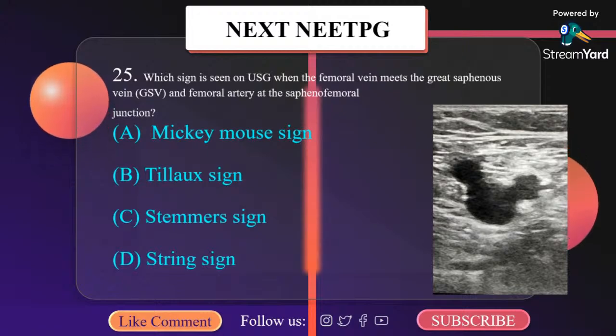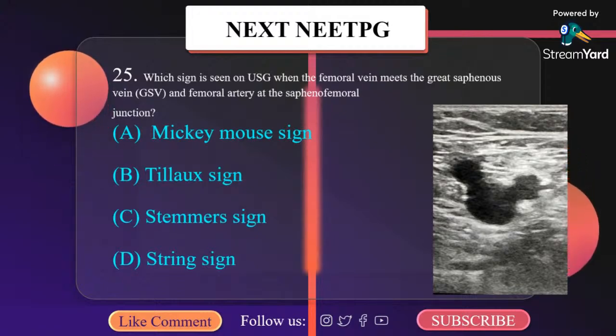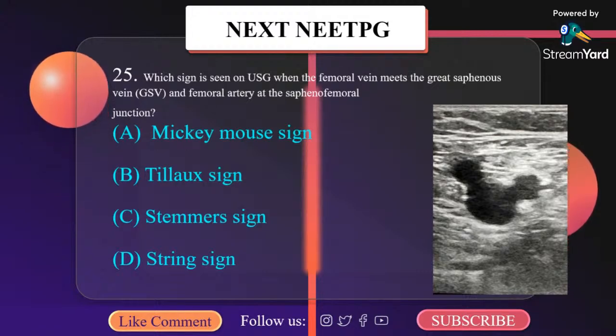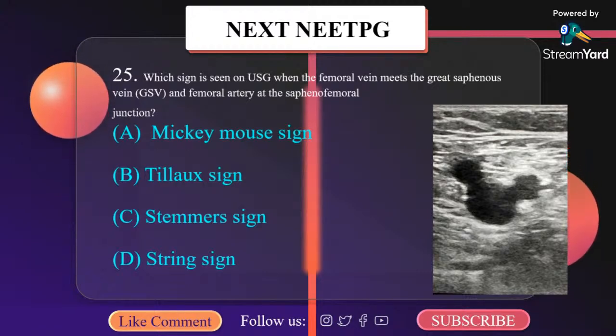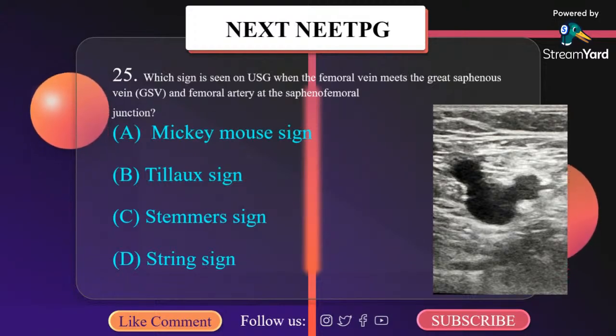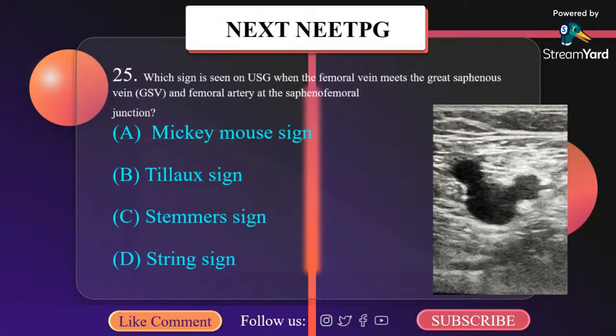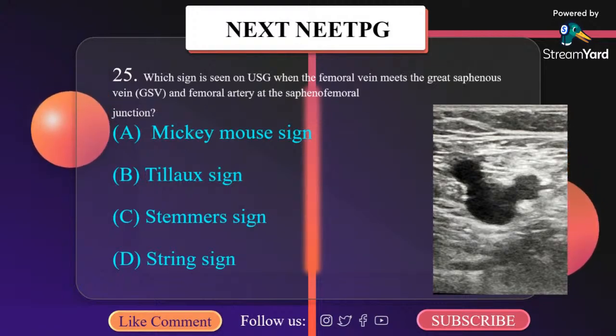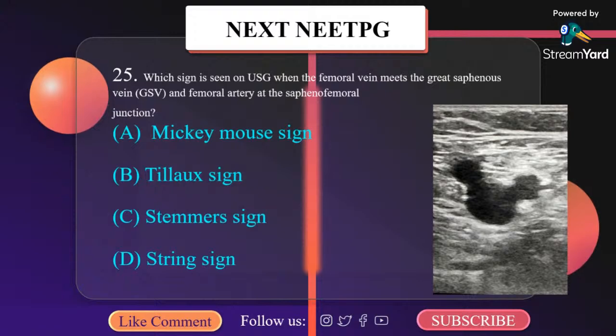Now what about Stemmer sign? Stemmer sign is seen in lymphedema. Skin on the dorsum of toes cannot be pinched due to subcutaneous fibrosis. Now Tillaux sign. Tillaux sign is a clinical sign in which there is a resonant area between the pubic bone and tumor, which indicates that the tumor is mesenteric, that is, it is having vascular blood supply.